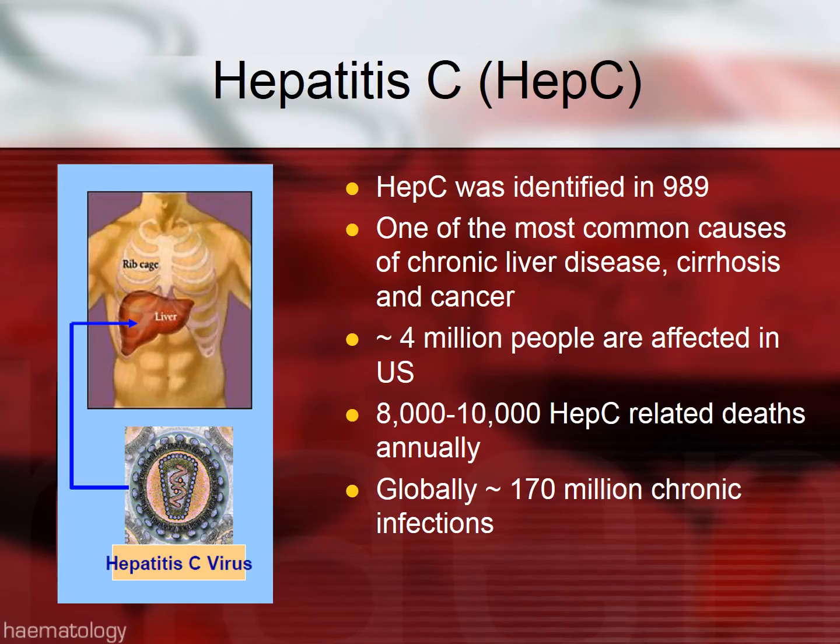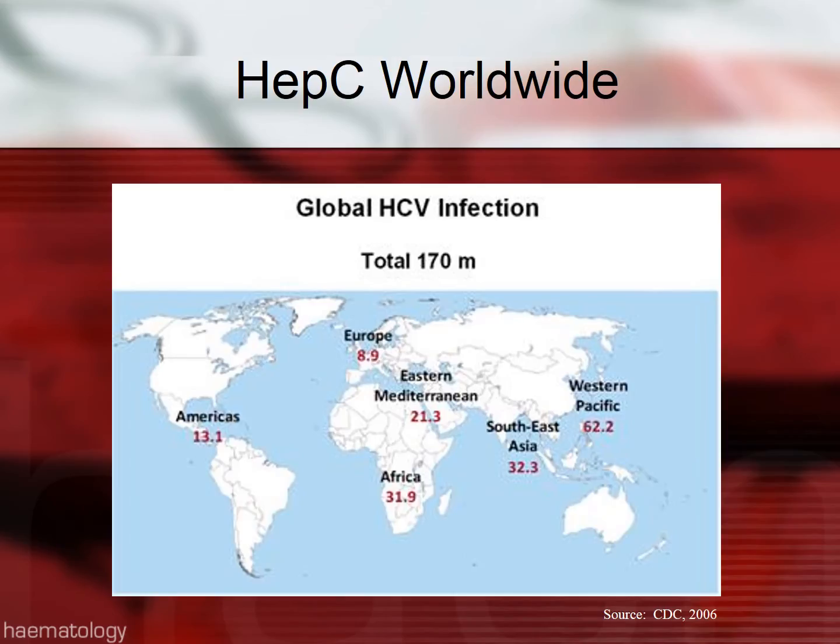Now, hepatitis C was actually identified in 1989. It is one of the most common causes of liver disease, cirrhosis, and cancer. There are quite a few people that are infected with this, and they can be infected chronically, globally as well. Here's a chart of that, and you can see in the Americas, with both of them put together, it is 13.1 million. The Western Pacific is really high at 62.2 million, Africa 31.9. So it is a global infection.